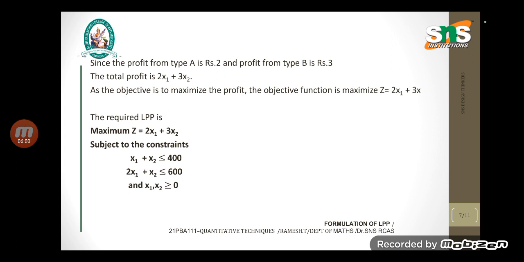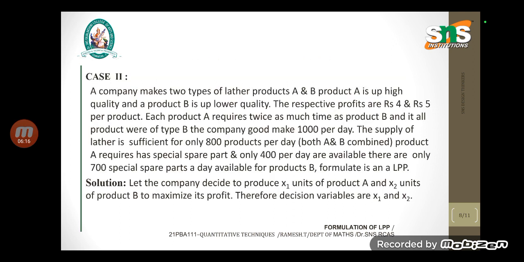Therefore the required LPP is maximize Z equal to 2x1 plus 3x2 subject to the constraints x1 plus x2 less than or equal to 400, 2x1 plus x2 less than or equal to 600, and both variables x1 and x2 greater than or equal to 0. That is the formulation. Next we discuss another case.